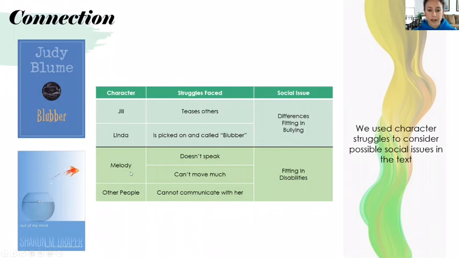For Out of My Mind, Melody, she doesn't speak, she can't move much, and other people really cannot communicate with her. And so that also made me think of a larger issue from these personal issues: fitting in, or even, a lot of you have mentioned, disabilities. And so again, we use these larger social issues to consider bigger issues in the text.